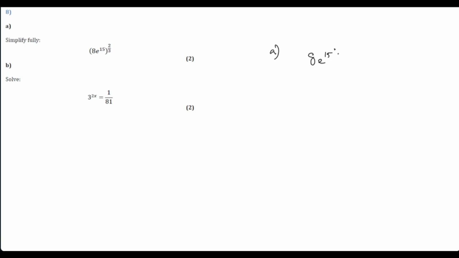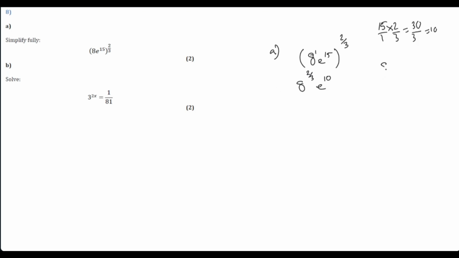This is a raising powers question. So you times the powers from the outside to the inside because of the brackets. Treat the 8 with a power of 1. So this becomes 8 to the power of 2 over 3. Then e, so we've got 15 times 2 over 3. Remember, this is just a fraction. So 15 times 2 over 3, this would be 30 over 3, which is 10. So this becomes e to the power of 10.